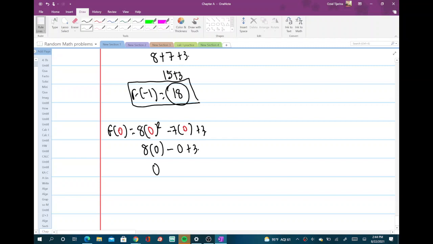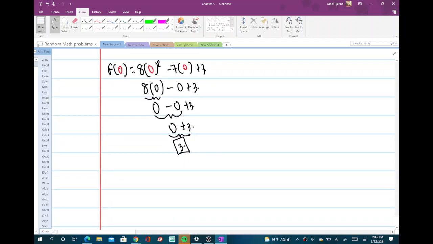So then we have 0, 8 times 0 is 0. And then minus 0 plus 3. So then 0 minus 0 is 0. And then 0 plus 3, that's just going to be 3. Okay.